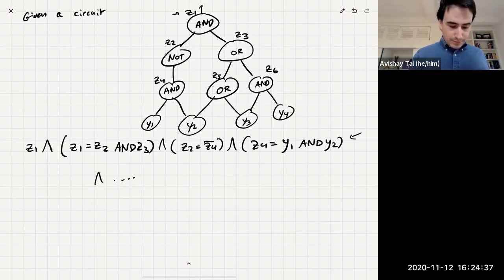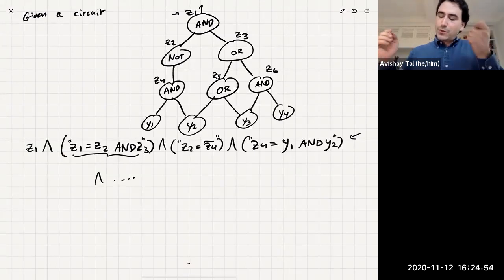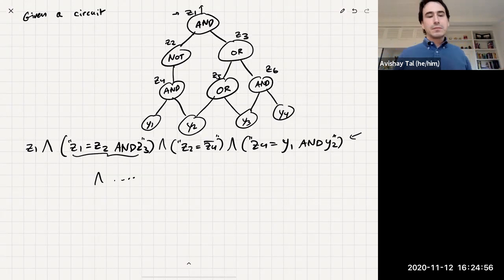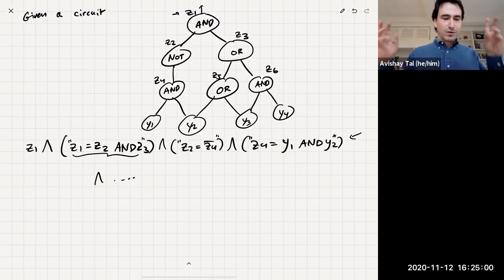Okay, so I'm not writing in words that these two things are equivalent, but they are. But notice that this is not a CNF, right? Here I wrote it as a constraint in some language: I said Z1 equals Z2 and Z3. This is not an OR of three variables, right? So I need to convert all of these constraints involving three variables into CNFs.